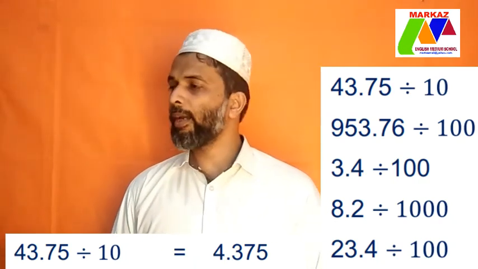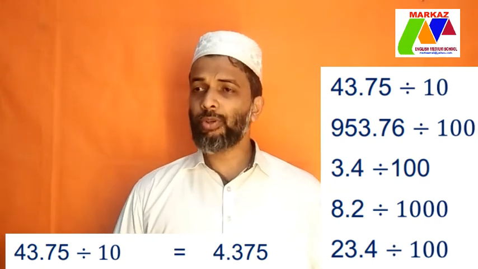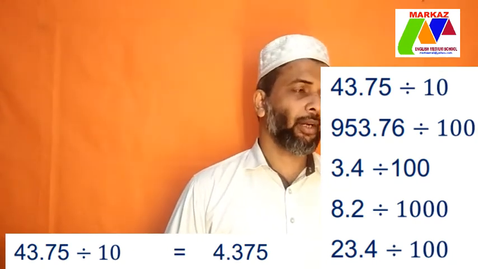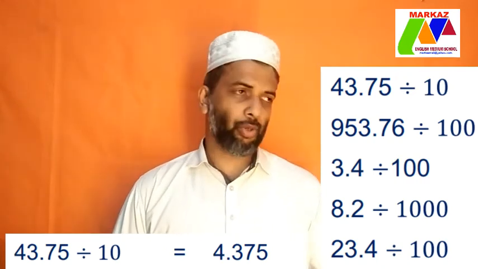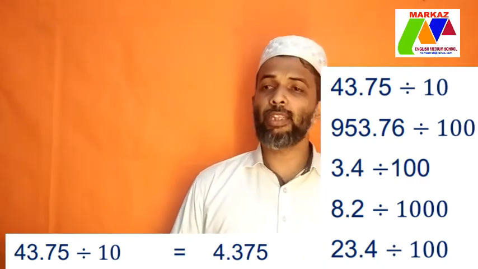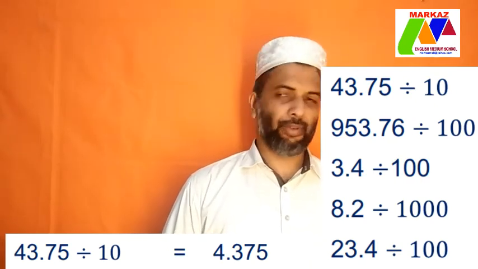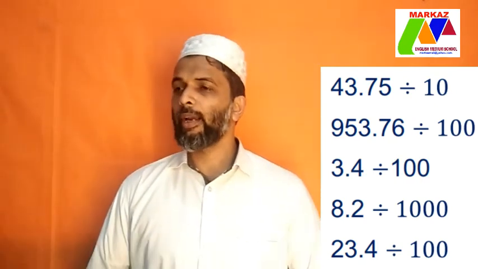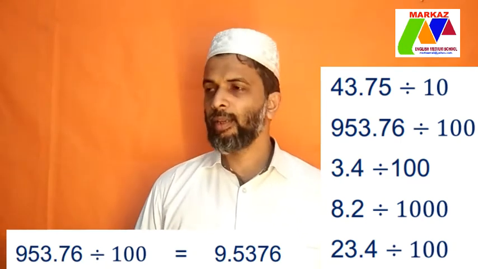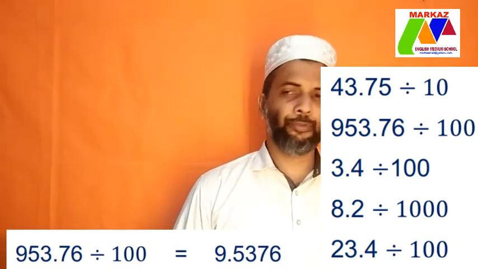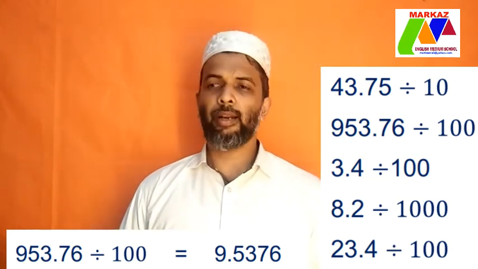Second one, 953.76 divided by 100. In this question, divide by 100. 100 has two zeros. So, move the decimal point 2 digits left. So, answer is 9.5376.